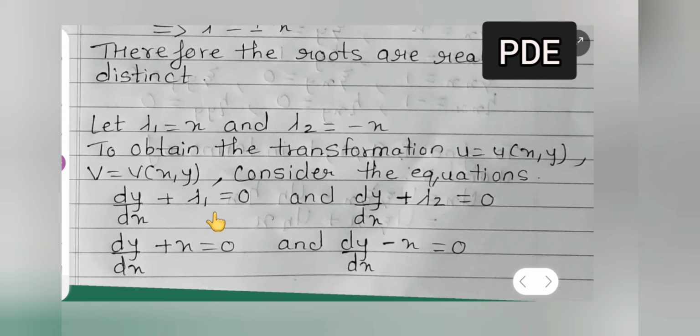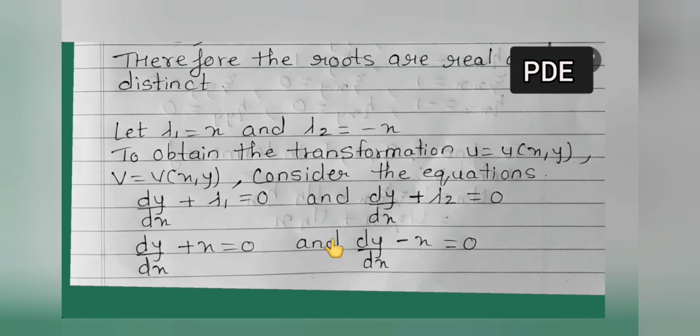dy by dx plus lambda 1 is equal to 0, and dy by dx plus lambda 2 is equal to 0. Then substitute the value of lambda 1 and lambda 2 in these two equations. So dy by dx plus lambda 1, which is x, is equal to 0, and dy by dx plus lambda 2, which is minus x. Plug the values over here, equal to 0, as per the equation.